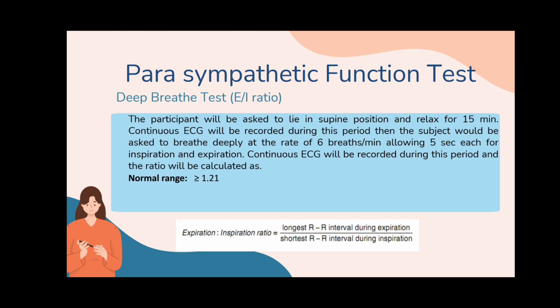The next one is the deep breathing test, or expiration to inspiration ratio. The participant would be asked to lie in a supine position and relax for 15 minutes. Continuous ECG would be recorded during this period. Then the subject would be asked to breathe deeply at the rate of 6 breaths per minute, which allows 5 seconds for each inspiration and expiration. Continuous ECG would be recorded during this period, and the ratio would be calculated as the longest RR interval during expiration to the shortest RR interval during inspiration. The normal range is more than 1.21.